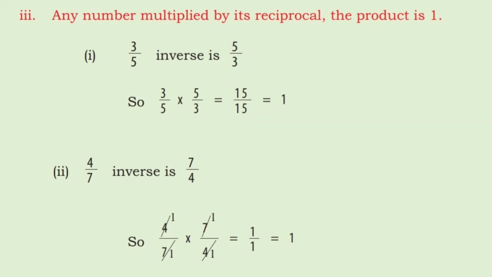The third property, any number multiplied by its reciprocal, the product is 1. What is the reciprocal? We know that the reciprocal of a fraction is the inverse of the fraction. So when you multiply 3 by 5 with its reciprocal, that is 5 by 3, then you get the answer as 1. That is 3 by 5 into 5 by 3 is equal to 15 by 15. That is multiply the numerators and multiply the denominators. You get 15 by 15 and that becomes 1.